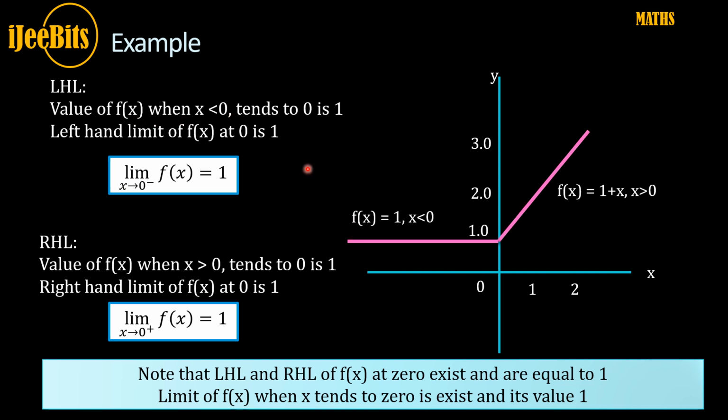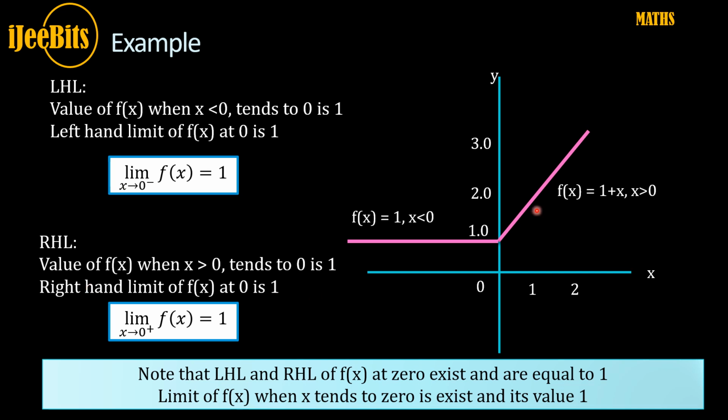So when x tends to 0, f of x is 1. When it is reaching towards 0, the f of x value remains 1. So how do you define it? Limit of f of x as x tends to 0 minus equals 1. So LHL becomes 1 when x tends to 0. That is what we define.